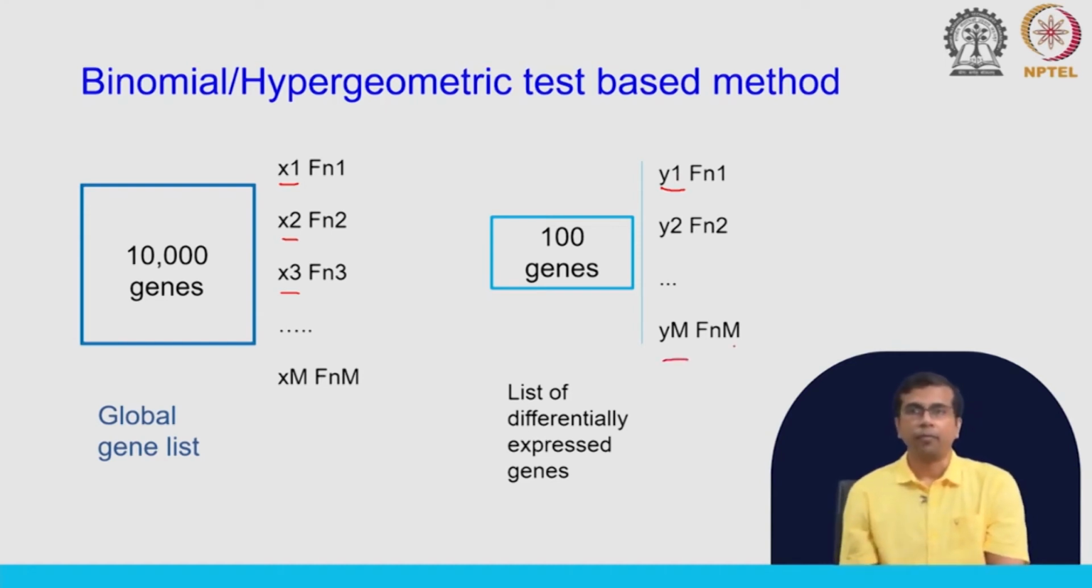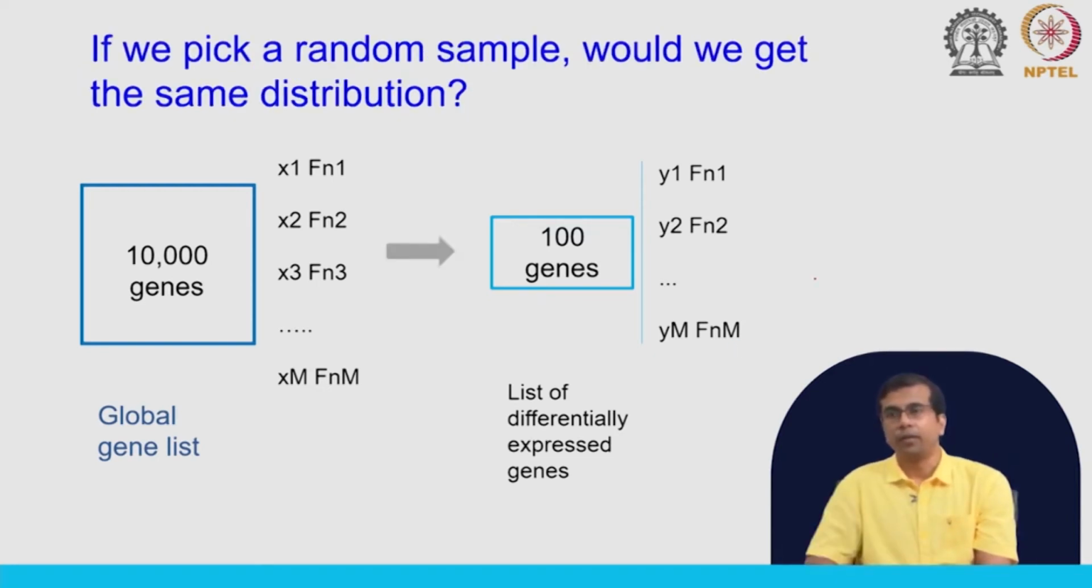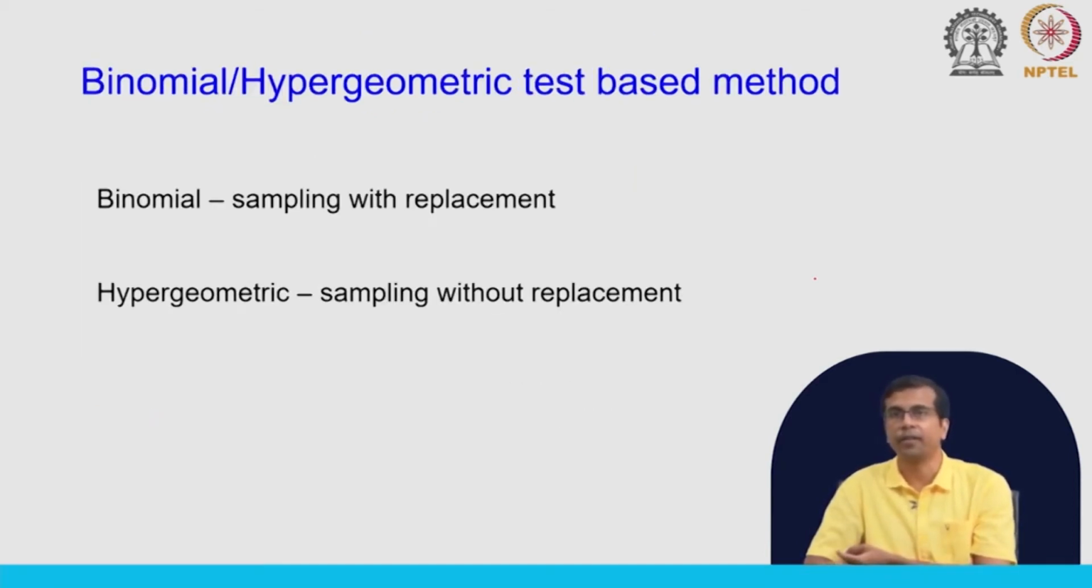Once we have seen this, the question is, is there an enrichment for a specific function, or is it just a random sample that we will get? So, the question is, would we get the same distribution y1, y2, ym if we just pick a random sample from this global gene list? This is what we are going to answer, and it will tell us whether there is an enrichment in the list.